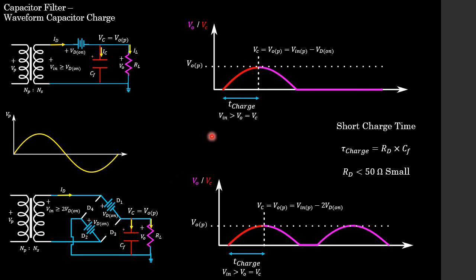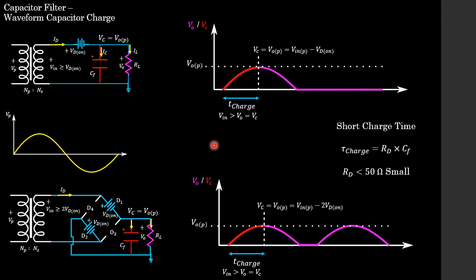Now, students, looking at this charge time, which is T charge, that's the time that it takes for our capacitor to charge up, we can actually calculate that. And what we notice is we have a very short charge time for our capacitor. That's because when we examine the charge time constant, which is given by this expression, tau charge, it's equal to the diode resistance multiplied by our capacitor value. Because we know our diode resistance is very small, in most cases less than 50 ohms, we have a very short charge time.